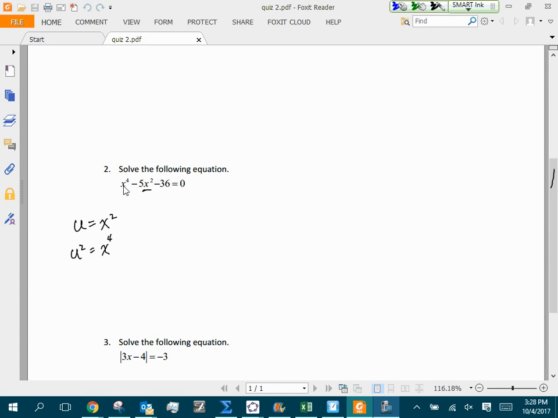Okay, so that tells me that x to the 4th right there can be rewritten as u squared minus then 5 x squared is going to be rewritten as u, and minus 36 is equal to 0. My hope is that we could have factored this, so we get u minus 9 and u plus 4.